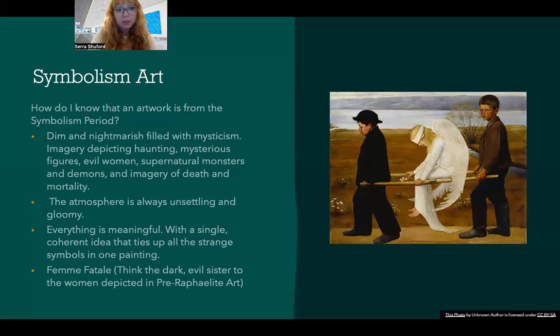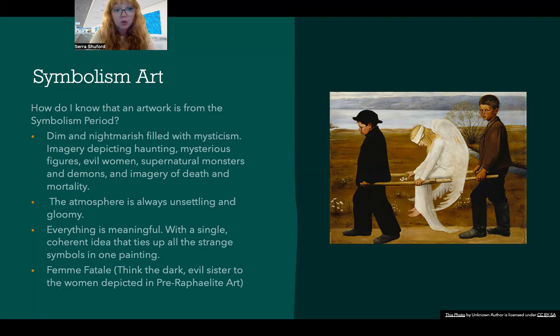So how do we know that symbolism art is symbolism art? We see a lot of dim and nightmarish imagery filled with mysticism, imagery depicting hauntings, mysterious figures, evil women, supernatural monsters, and demons, and imagery of death and mortality. The atmosphere almost always feels unsettling and gloomy, but everything is very meaningful, usually with a coherent idea that ties all of the strange symbols up into one painting. But there is the idea that every little thing represents something more than just what it is.